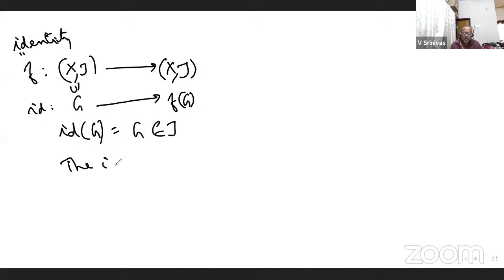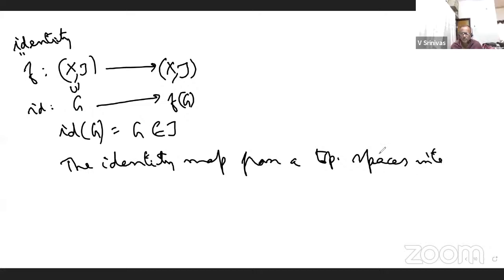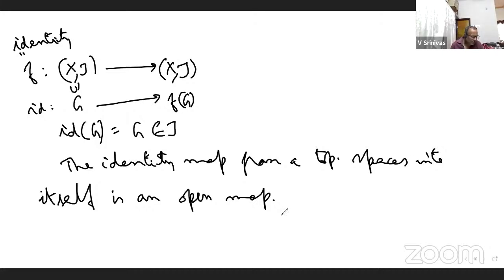The identity map from a topological space into itself is an open map. This is a trivial example. Next is question number 11.